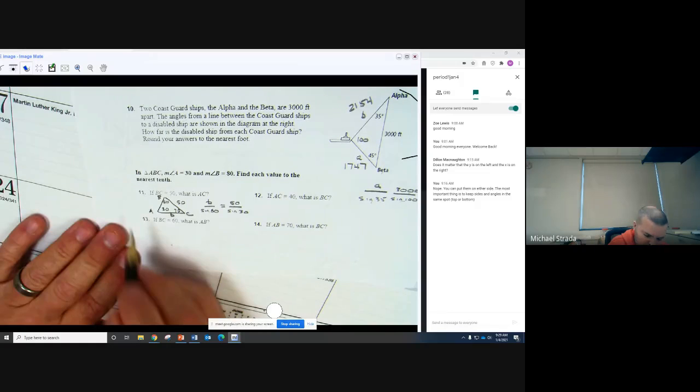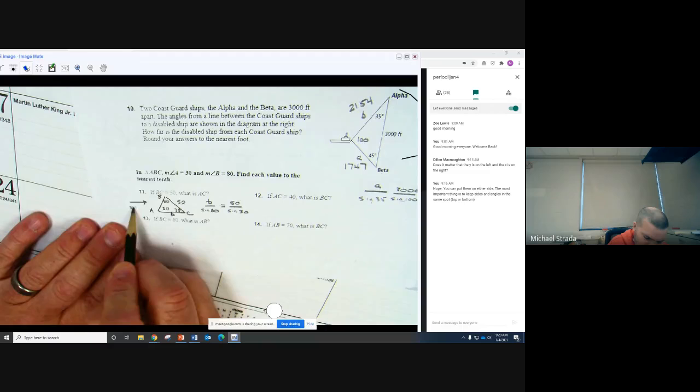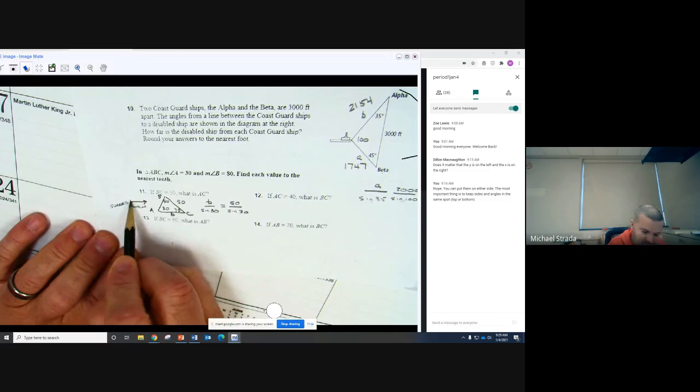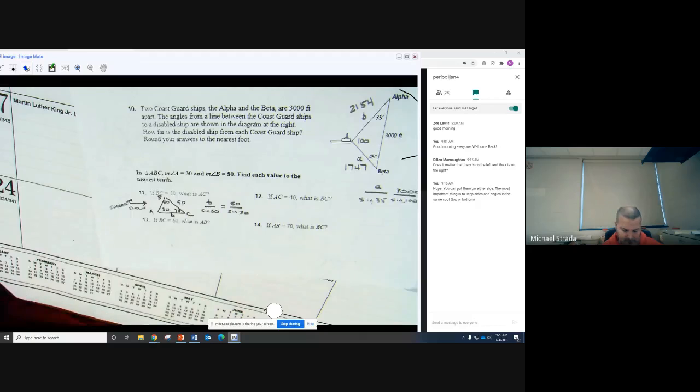You don't need to show me this, although I would suggest that you show me the triangle, but that's up to you. You can do that on scrap paper.